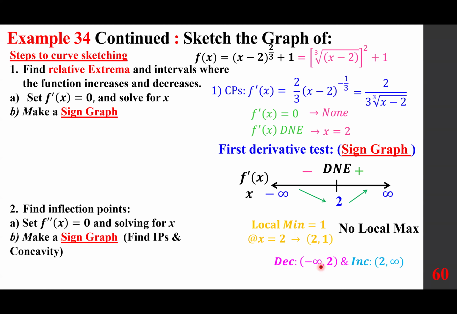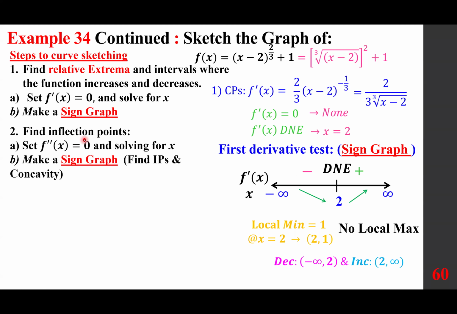All right, so far so good. The next step is to find inflection points, or IPs, which means you have to find f double prime. You have to differentiate it again. So to differentiate it, I'm going to go back to f prime here.